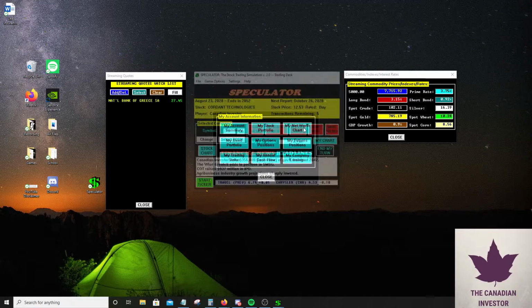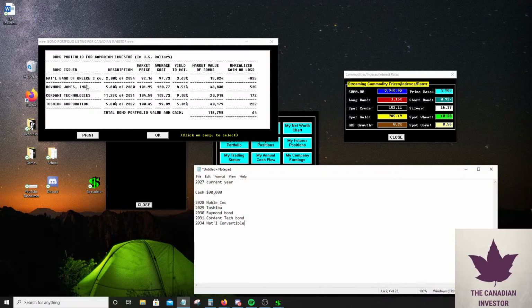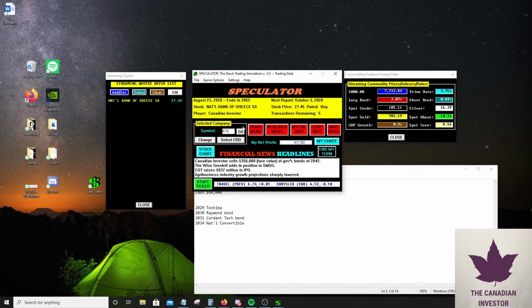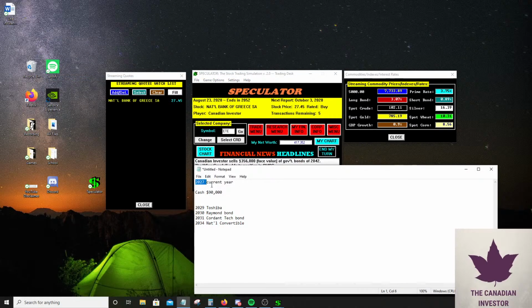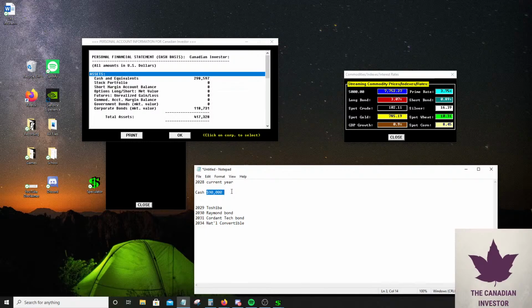So do we have much bond positions left? We do. We have Natel, Raymond James, Toshiba, Corel, Noble Inc. I think they paid us back in full. So last time we had it, we had about $990,000 in cash. So it's currently 2028. And we have cash of 200,000, so we're going to keep that cash.